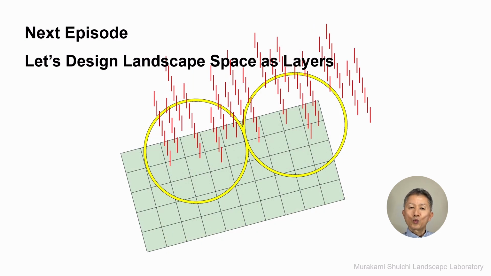Next time, we will think about designing space as multiple layers, not just the ground. If we extend the perspective of layering the ground even further, we begin to see a composition in which different elements, such as paths, buildings, and growth, overlap to form a single space. When we understand space as multiple layers, how might the possibilities of landscape design expand? In the next episode, let us explore that question.